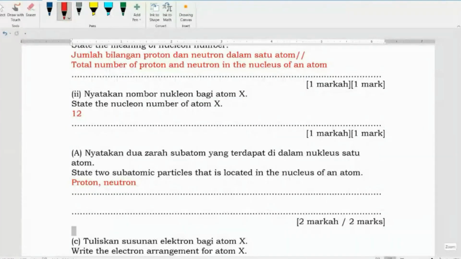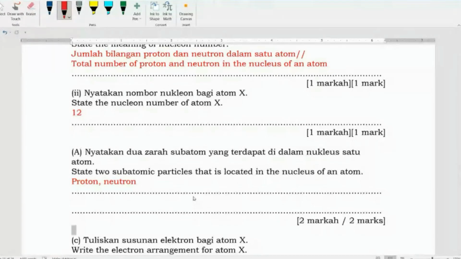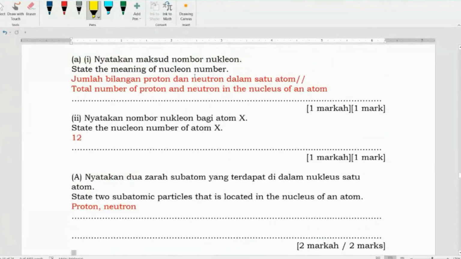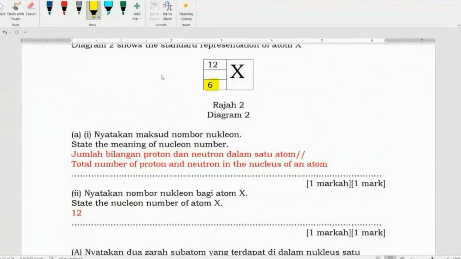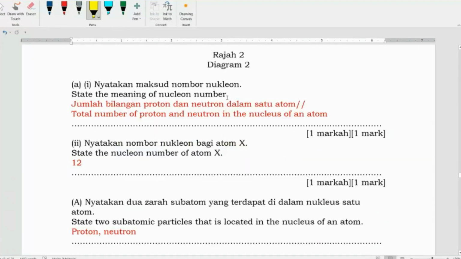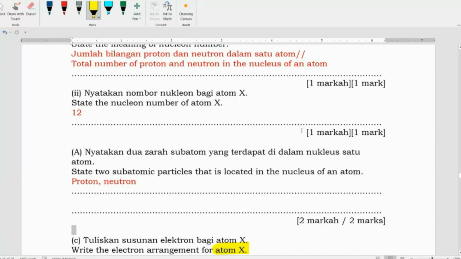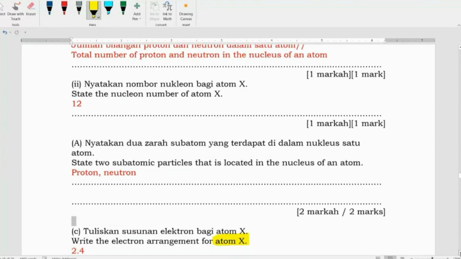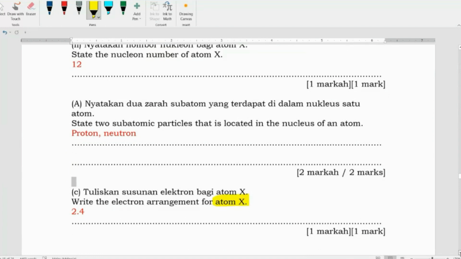Okay, next. Okay, BB. Write the electron arrangement for atom X. So you answer this. 6 protons means 6 electrons. So how do you arrange it? 2.4. Okay, very good, 2.4. Now you can understand already. Okay, good.